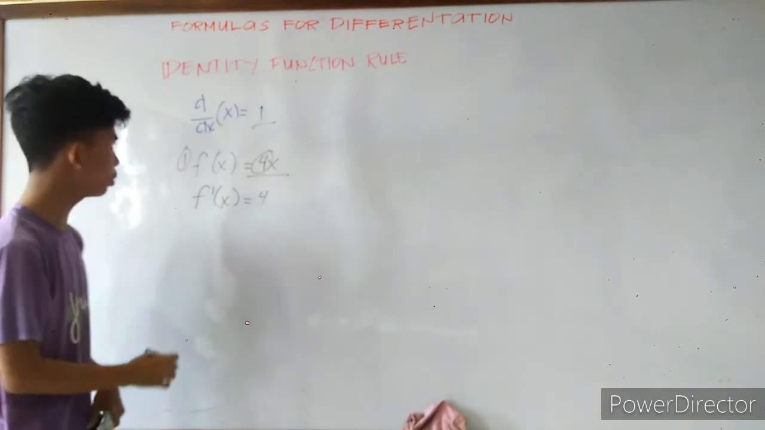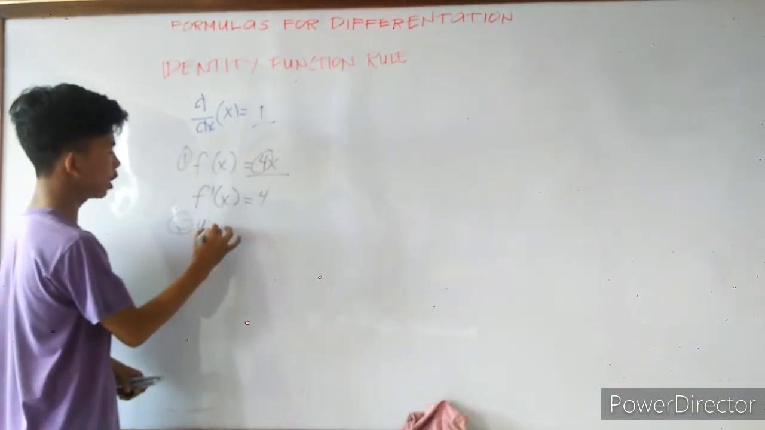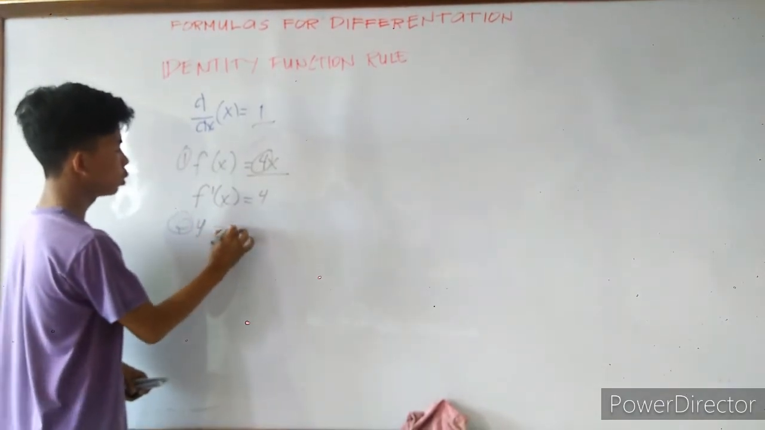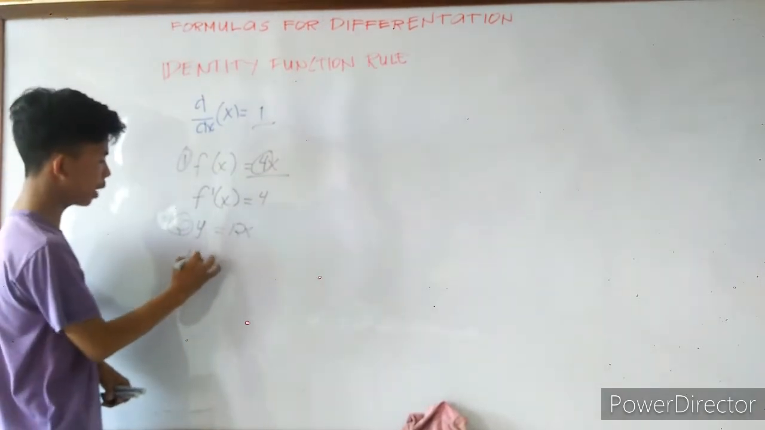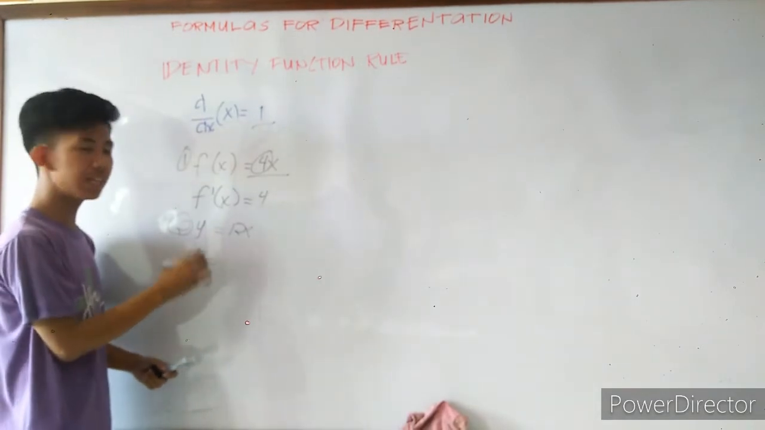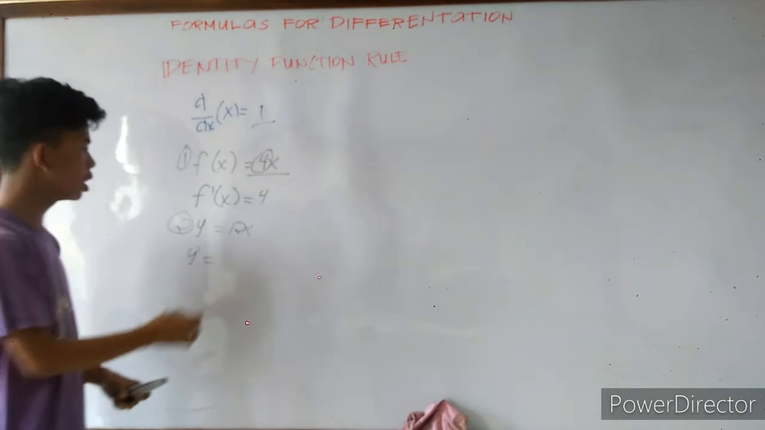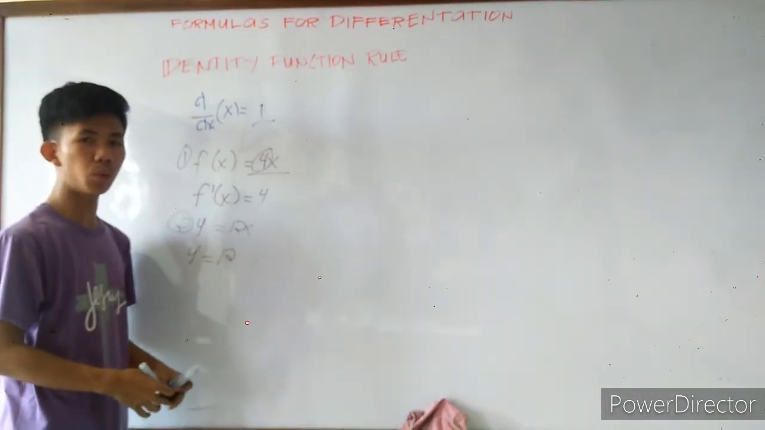So let's try example number 2. Try to find the derivative of y equals 12x. So again, y prime is equal to the leading coefficient, which is the derivative in the form of the identity function rule. So 12 is the derivative of 12x.